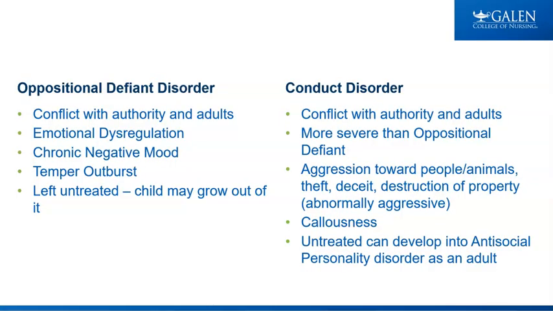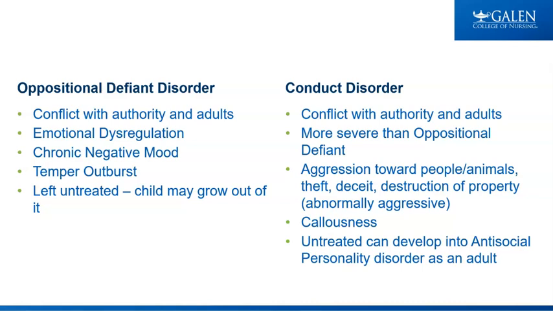So when we compare the two, because it is important to know the difference: oppositional, conflict with authority, right? Negative mood, temper outbursts. If we don't treat it, we can grow out of it, right? We are angry and irritable with ODD. Conduct disorder, we do have conflict with authority in adults. However, it is more severe, right?